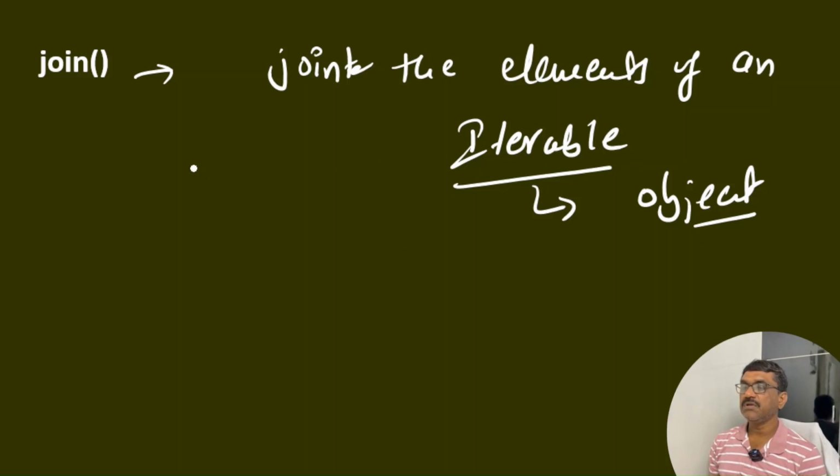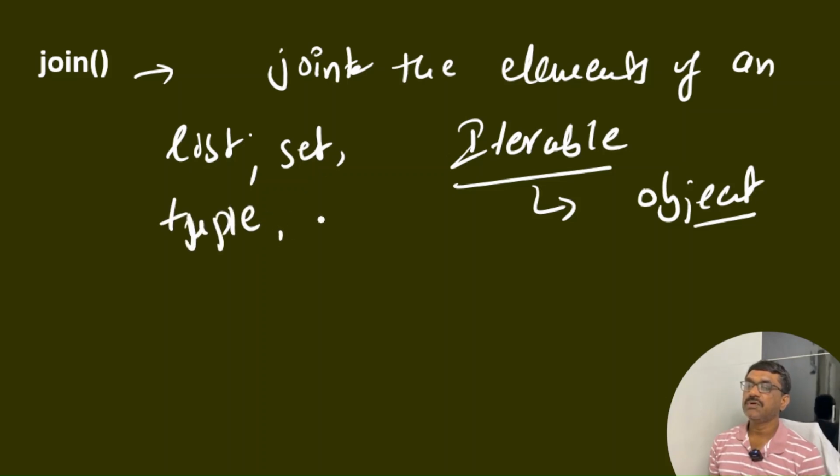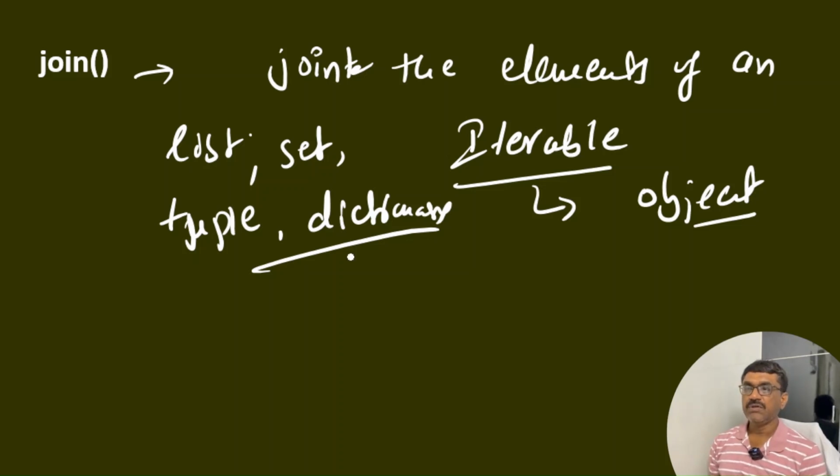Examples for the iterable you can take as list, set, tuple, and also the dictionary. These are the examples of iterable. Why? Because they are going to return the members one at a time. Now, when we want to join the elements of a list or set or tuple or dictionary, then we are going to use the concept of join.